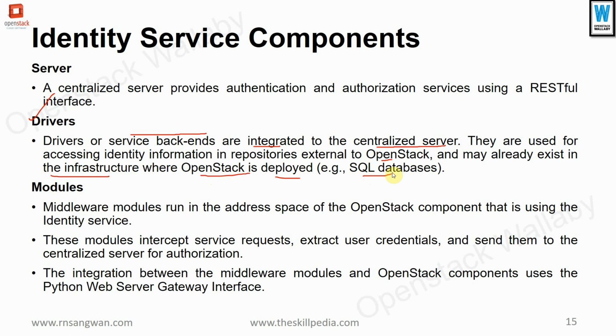Modules. Middleware modules run in the address space of the OpenStack component that is using the identity service. These modules intercept service requests, extract user credentials. This is what I was talking about: I'm referring to your identity and your token, and send them to the centralized server for authorization. That is, is it a valid user? I received this request with these credentials. Shall I go ahead? The integration between the middleware module and the OpenStack component uses the Python Web Server Gateway Interface.